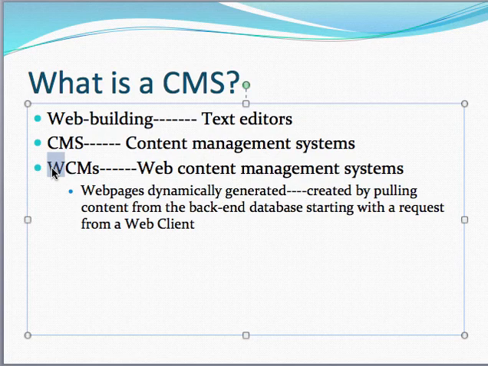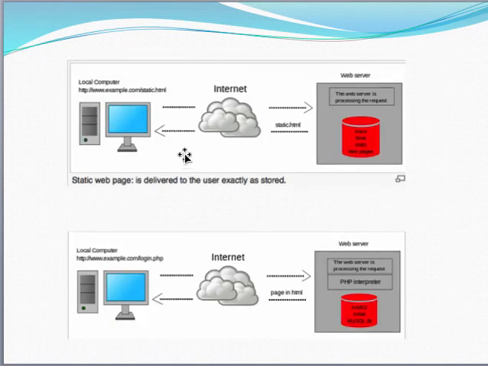The WCMS, the Web Content Management Systems, are dynamically generated web pages or web information, which means that it creates information content from the back end, and that's a database. We will see a figure now, a model that starts with a request from a web client. And let me explain what I mean. Here we have the first one is the static model, and the second one is the dynamic model.